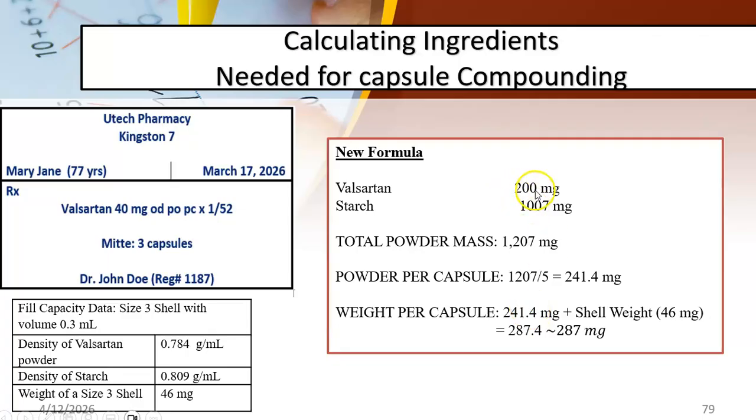Here, this is how it goes. The valsartan is 200 milligram, starch is 1007 milligram. Add both to get the total powder mass. The powder per capsule is 241 milligrams, 0.4. And when you add the shell weight to that, voila, our capsule will be 287 milligrams. So feel free to work from the volume perspective or solve for the fill capacity information and work it using the displacement method.